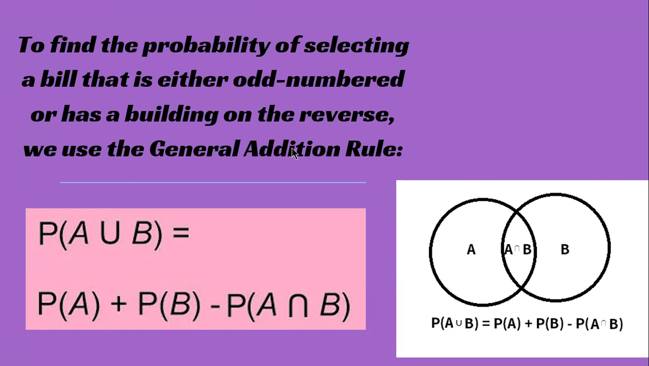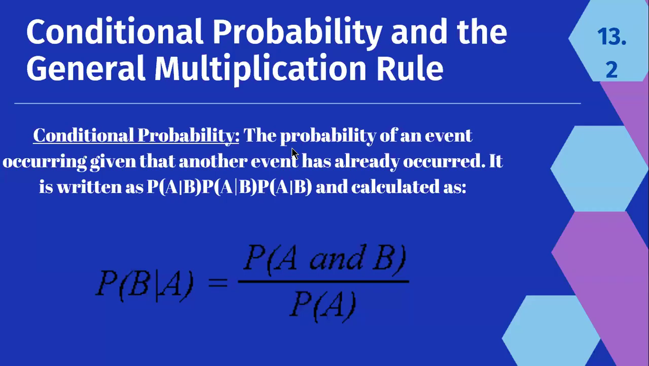Conditional probability and the general multiplication rule. Conditional probability: the probability of an event occurring given that another event has already occurred. It is written as P(A|B), and calculated as you can see here.